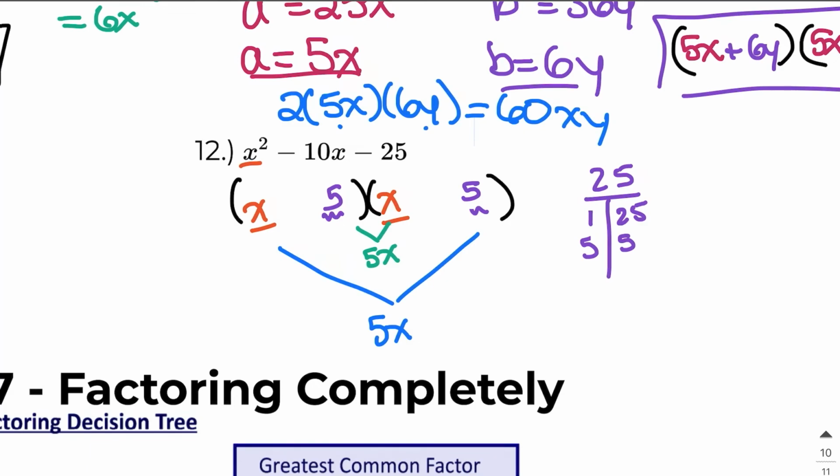And in order for me to get a negative 10 right here, both of these signs would have to be negative. So this right here would be a negative 5, this would be a negative 5. But if I multiply this negative 5 by this negative 5 together, I do not get a negative 25. It's not possible. The only way that I can get a negative 25 is if one of these 5s was positive. Well, if one of these 5s was positive, then this negative 5x and this 5x would cancel each other out, and this would actually be a difference of perfect squares.